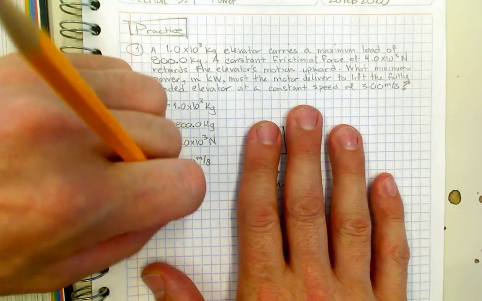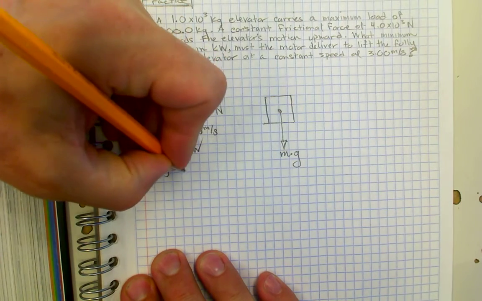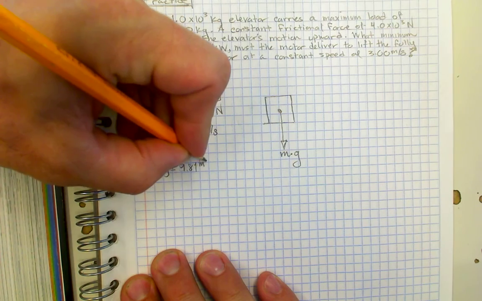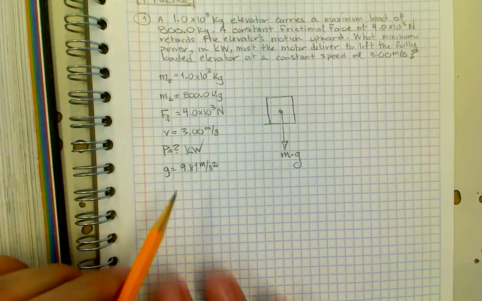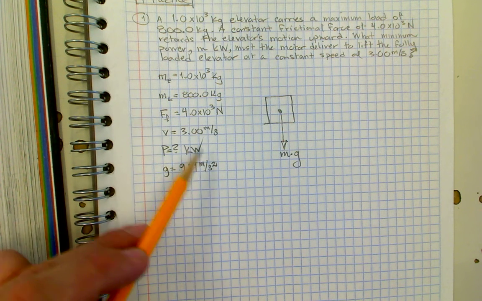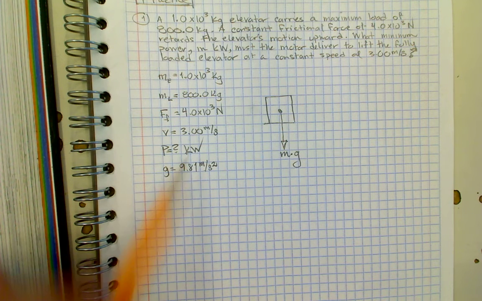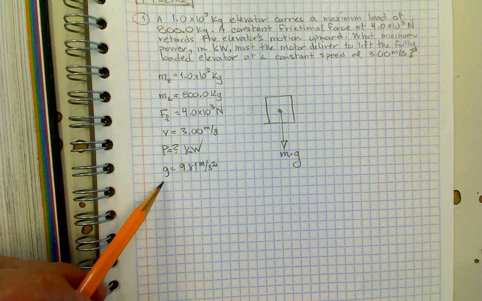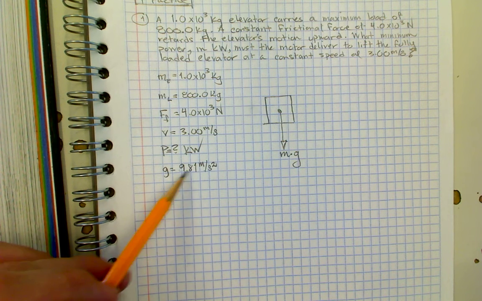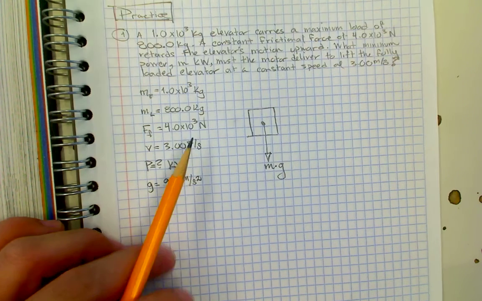Notice, when I put g on the list of knowns, 9.81, that's meters per second squared. This is the acceleration due to gravity. It has units of acceleration. All of my quantities are using SI units except for power. I'm going to ultimately have to go from watts to kilowatts to report my answer appropriately. But when you write something, write the number and the units. It's not 9.81. It's 9.81 meters per second squared. All right.